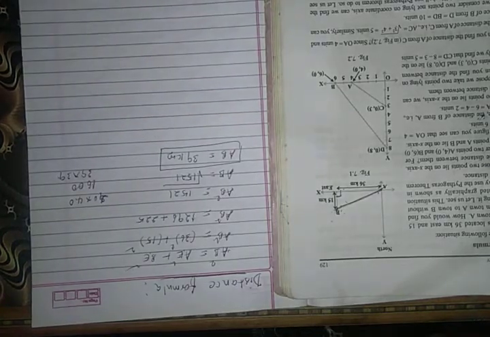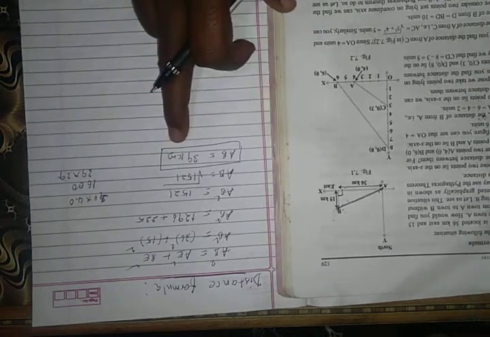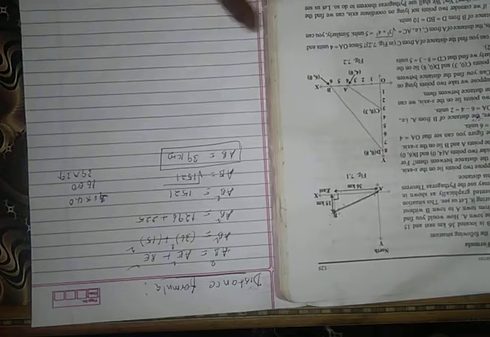This is by using the Pythagoras theorem. Next we use the distance formula by using coordinate geometry. Let us see the next one.